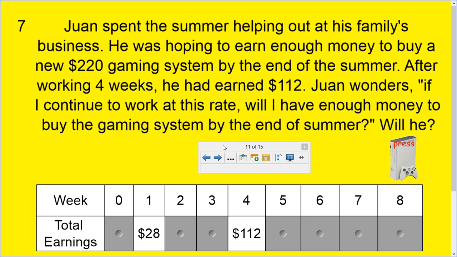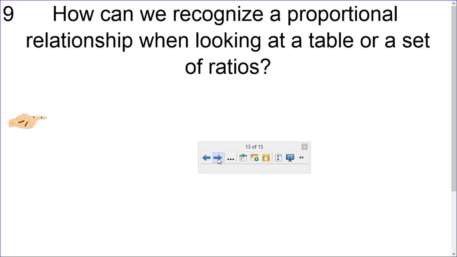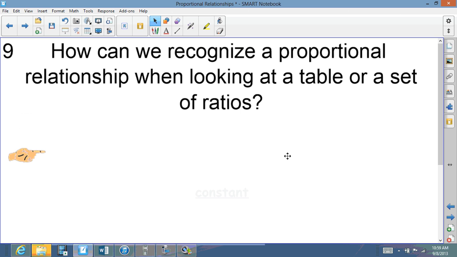Here's a nice long question about somebody working in the summer and how much money he's looking to save to buy a gaming system. There's a chart at the bottom that you need to fill in for the values like we just did for Jose. So take a look at it, and tomorrow when you come in the class, hopefully you'll be able to tell us how do we know if two quantities are proportional to each other. How can we recognize a proportional relationship when looking at a table or a set of ratios? So hopefully you'll be able to answer those questions.